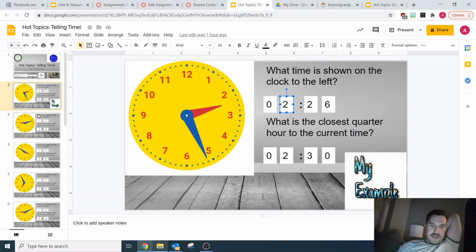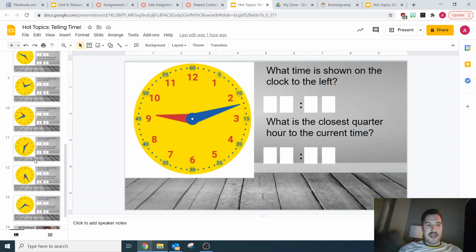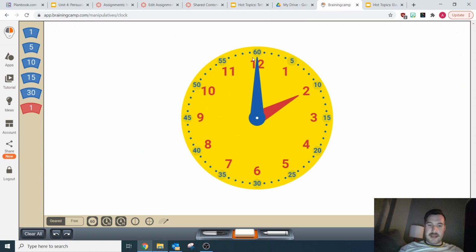So you're going to be doing this on these, identifying what time is shown on the clock, and then what is the closest quarter hour. So you're going to do that for all of these, identify the time and the closest quarter hour. Now be careful when you get to a time like this, which is, our hand is between 1 and 2, so it's still 1 o'clock, but it's about 1:54. So the closest quarter hour would be 2 o'clock. So you might have to change the hour in your time there.